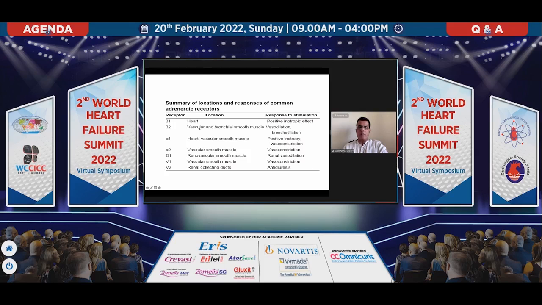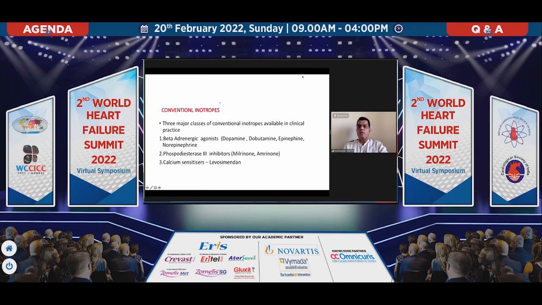Beta 1 is in the heart, beta 2 in vascular and bronchial smooth muscle cells, alpha 1 in the heart and the vascular smooth muscle, alpha 2 renovascular, D1 and V1 vascular smooth muscle, V2 renal collecting duct. These are the important receptors, their location and the response to stimulation we must remember, because a particular drug will be selective for beta 1, or maybe beta 2, alpha 1, or beta 1 and alpha 1, etc. So it is important for us to remember this group of receptors.